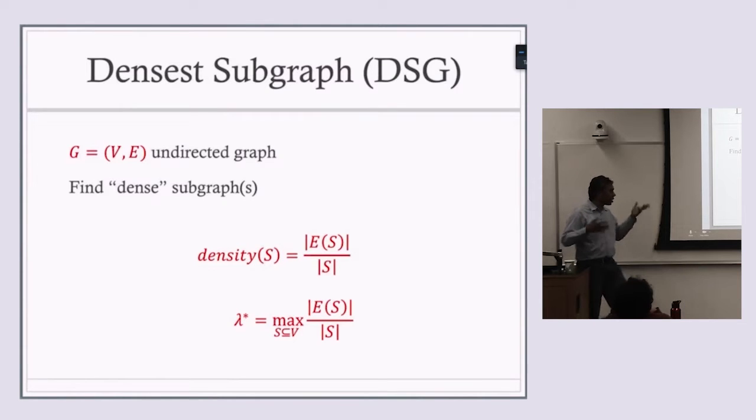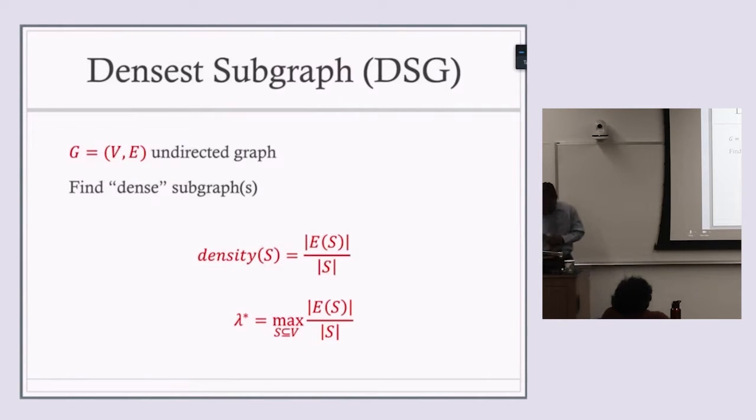And one classical notion people studied for a while is the density of a set of vertices, which is how many edges there are divided by the size of the set of vertices. And we want to find the densest subgraph, so we call that lambda star, right?